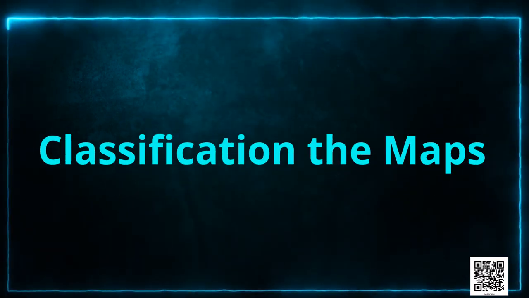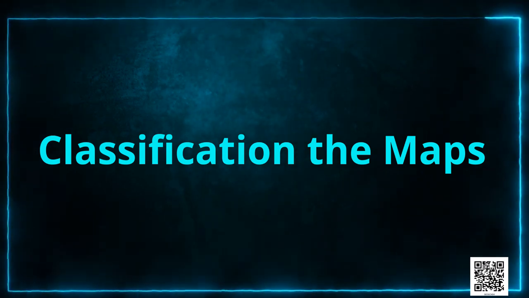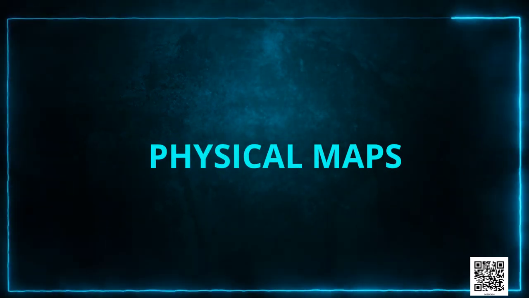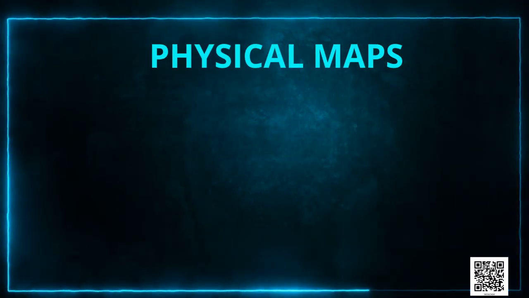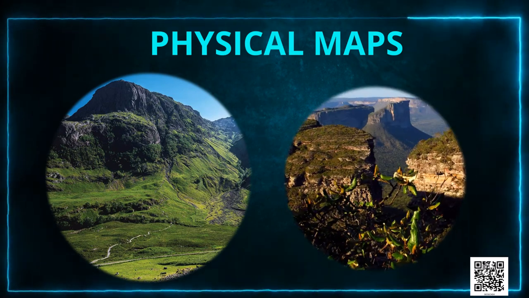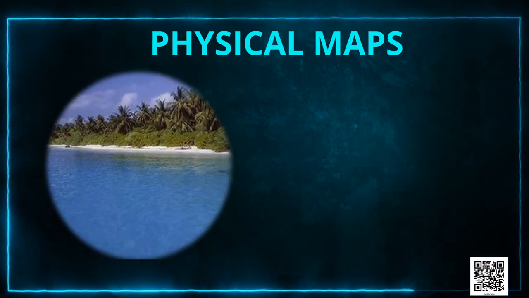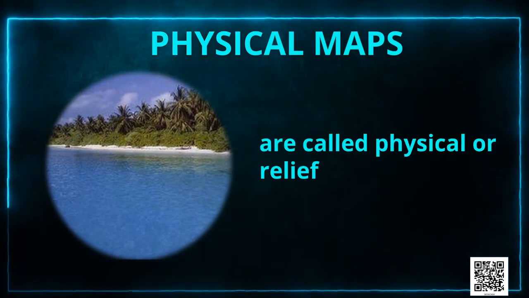So students, classification of maps is on the basis of function and on the basis of scale. Here we discuss on the basis of function. The first is physical map. Maps showing natural features of the earth such as mountains, plateaus, plains, rivers, oceans are called physical or relief maps.